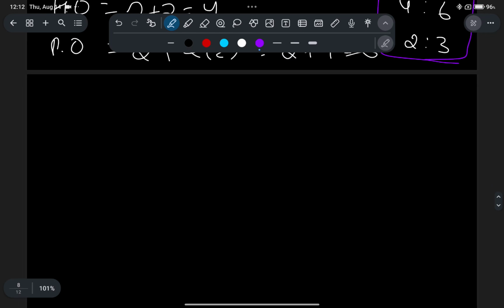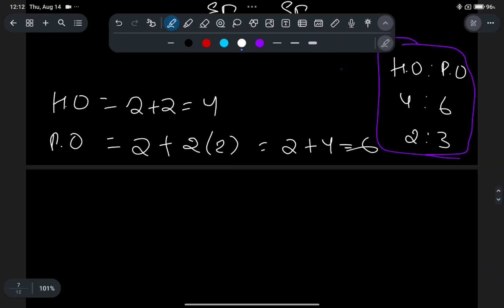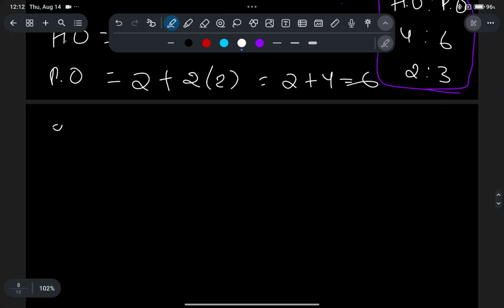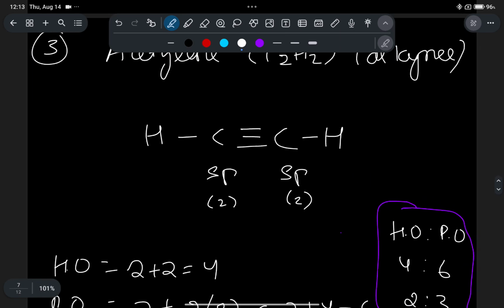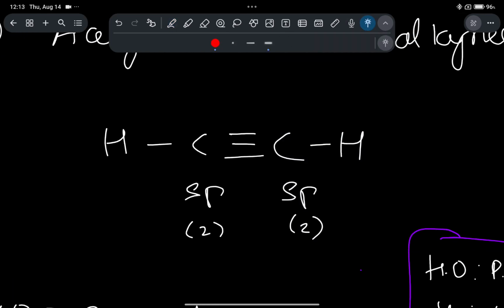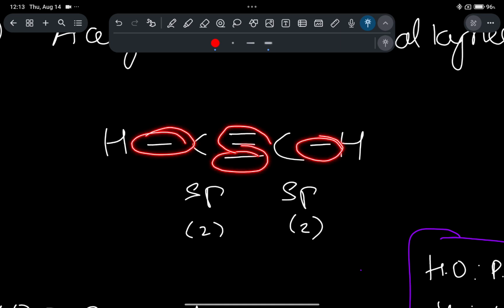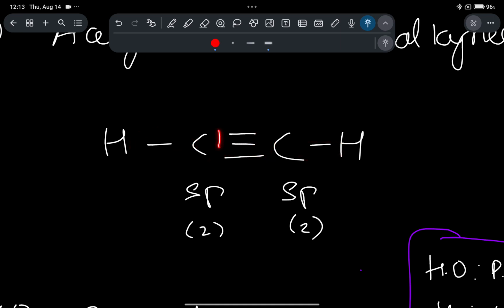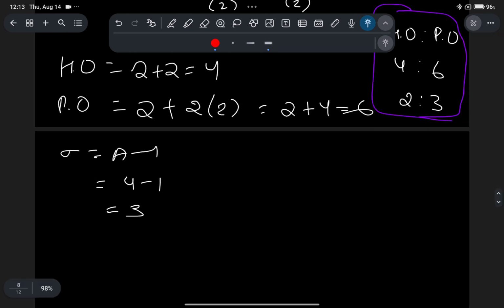Then next, atomicity. For calculating sigma bonds, atomicity is 4, so sigma bonds equals atomicity minus 1, which is 4 minus 1 equals 3. If you see here, only 3 sigma bonds are present: 1, 2, 3. The other two are pi bonds.